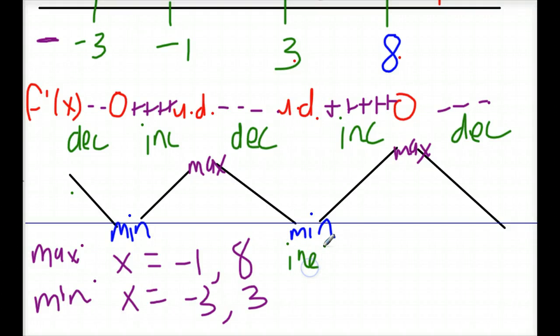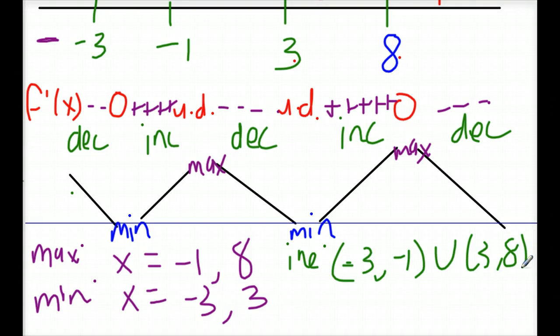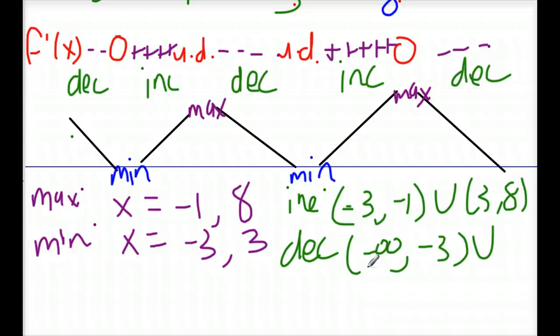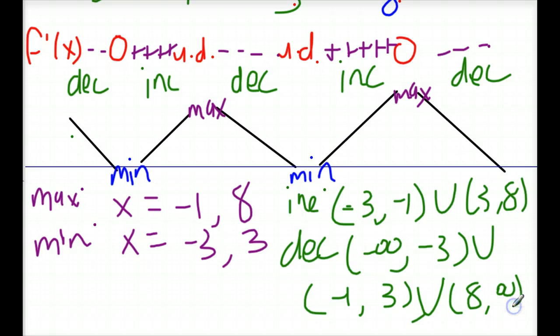My increasing intervals are from, let's see, -3 to -1. I'm also increasing from 3 to 8. I'm decreasing from -infinity to -3. I'm also decreasing from, and let me see if I can make more room here, I'm also decreasing from -1 to +3, and I'm also decreasing from 8 to infinity. And this answers all the questions that this one problem is asking for.